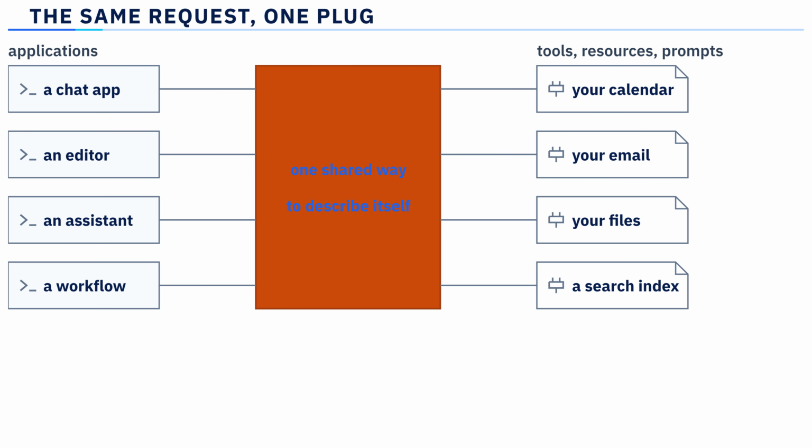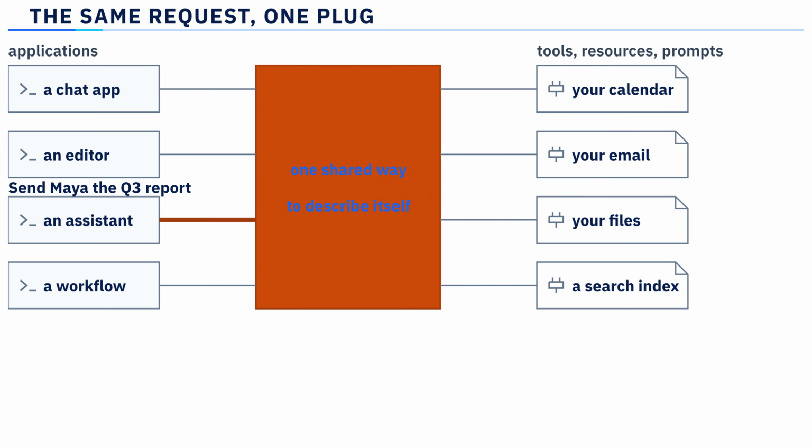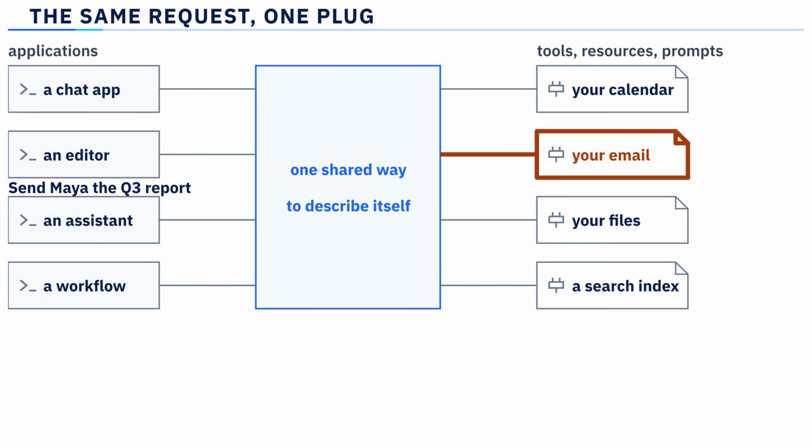Let me run one request through this, so the plug is not just a diagram. The same request as before. Send Maya the Q3 report. It starts at the assistant. The assistant does not need to know how your email works. It only needs the one shared way. So it speaks that one shared way and hands the request to the plug. The plug carries it across to your email, the tool that actually sends it.